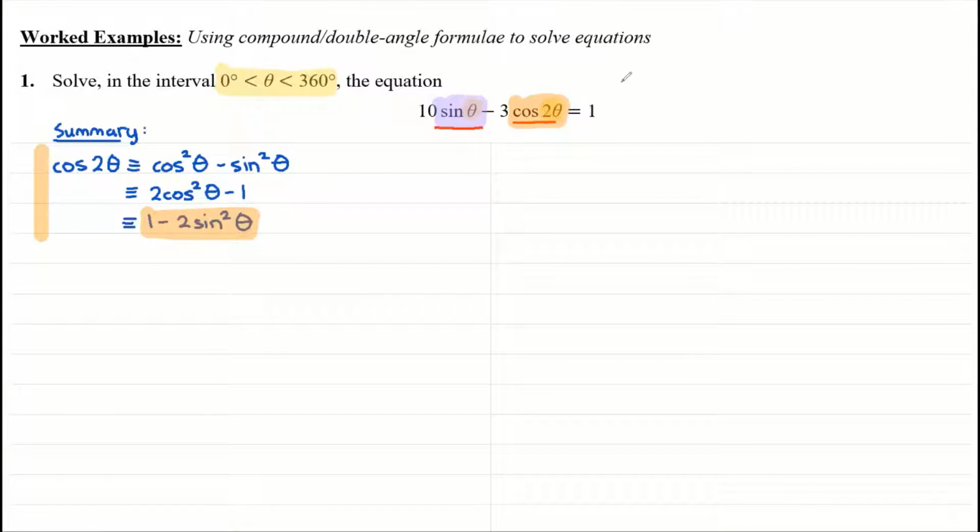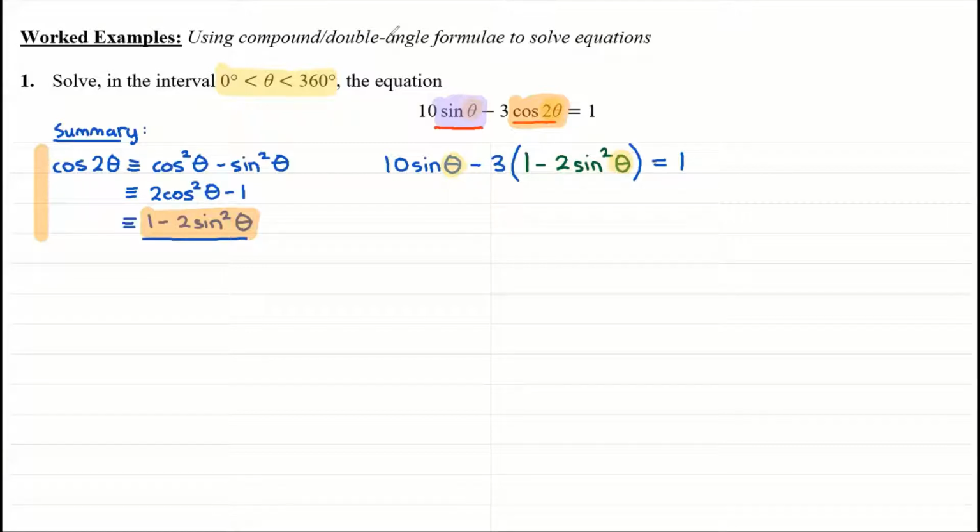So starting doing some proper work now. So we're going to have 10 sine theta subtract 3. And I'm going to replace this with the identity at the bottom here. So I'm going to open some brackets, and I'll use a different color to show the substitution. 1 subtract 2 sine squared theta. Close that bracket. And that's equal to 1. And notice we've solved the problem that we had initially. Everything is now just theta. There's no 2 thetas anywhere to worry about. So it's the same object that we can solve for.